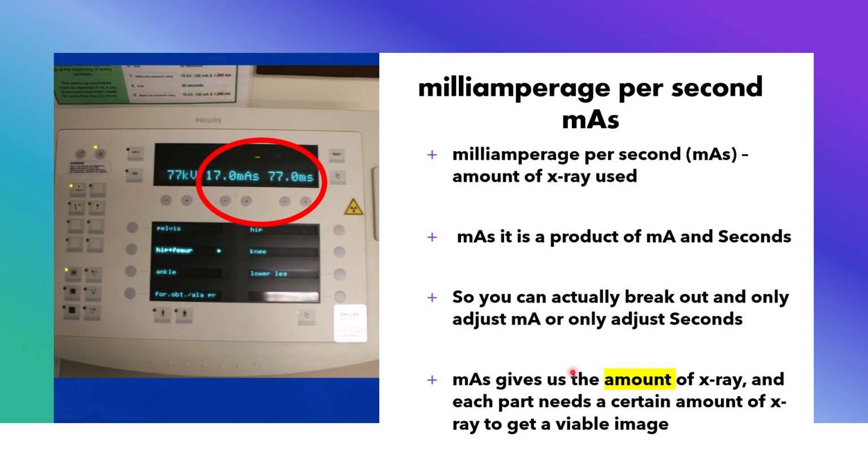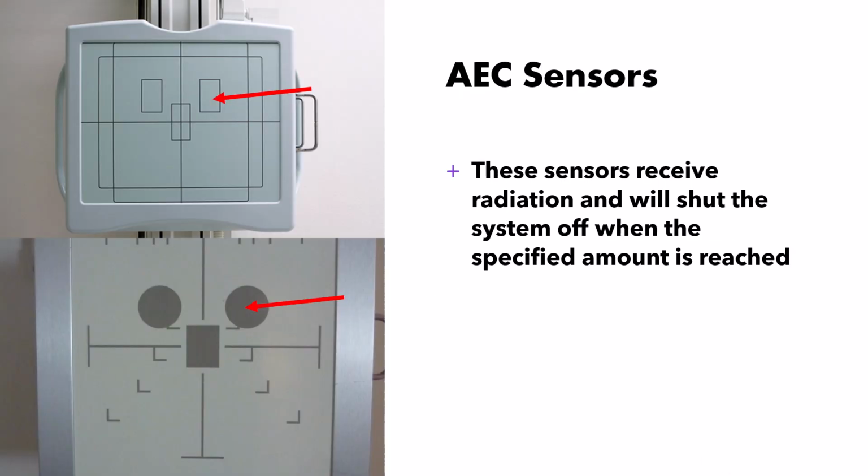Most of the time we know a MAS we want to use, and we usually change the MA station and it automatically changes the time to get that amount of radiation. But if you just choose 70 MAS, you don't really know what MA station you're using or what time you're using, but the machine is going to default to the least time to get this exposure that it can. MAS gives us the amount of X-rays, so it's the quantity of X-rays. Again, there'll be a whole section on talking about this later.